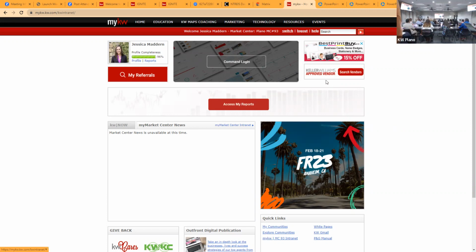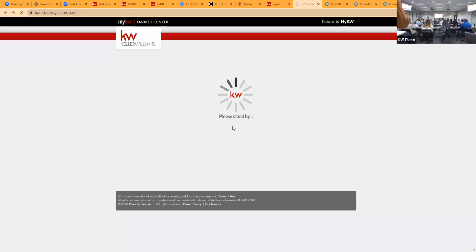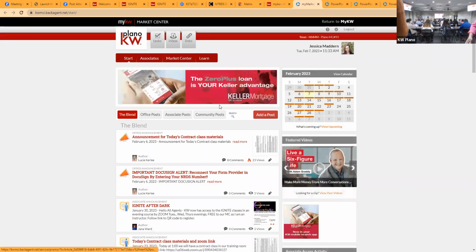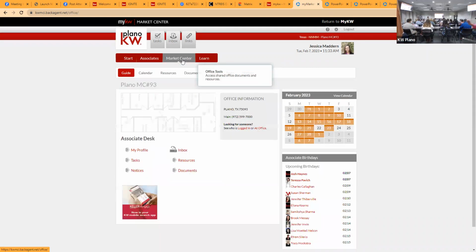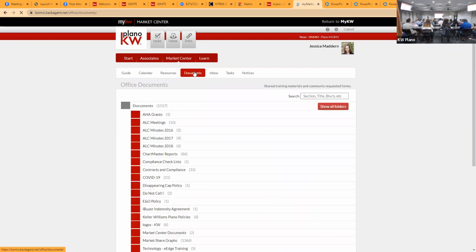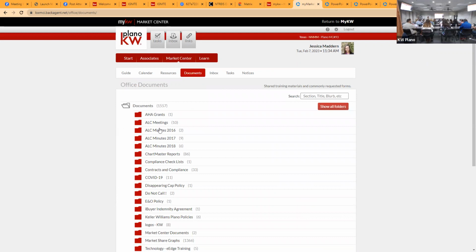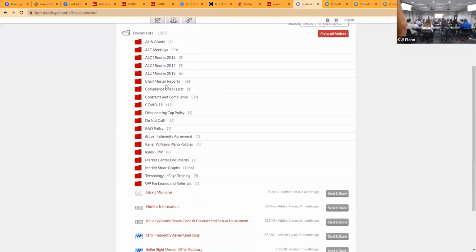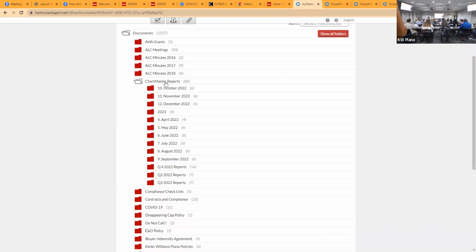Okay, excellent. From here, you're going to go to My Market Center Intranet, which is this button right here. From My Market Center Intranet, you're going to click Market Center, which is up here in this red box. From Market Center, you're going to click Documents. Everybody following? And then from Documents, you're going to scroll down until you see ChartMasters Reports.